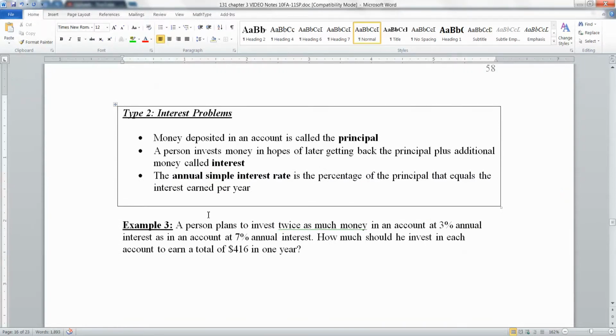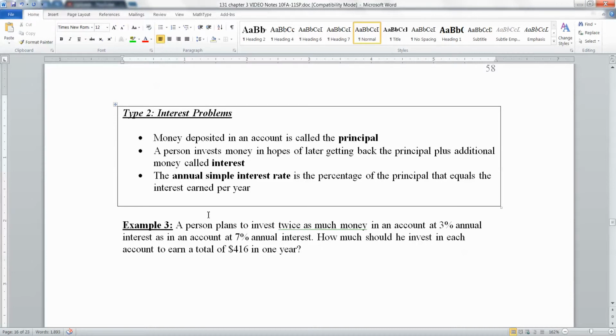So money deposited in an account is called the principal. So let's say you take $1,000, you put it in a savings account, that $1,000 is your principal. And then the person invests money in hopes of later getting back the principal plus an additional money called interest. So if you put $1,000 in a savings account, they don't give you $1,000 back. They give you $1,000 plus a certain percentage of interest, right?